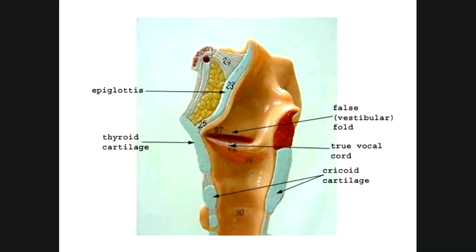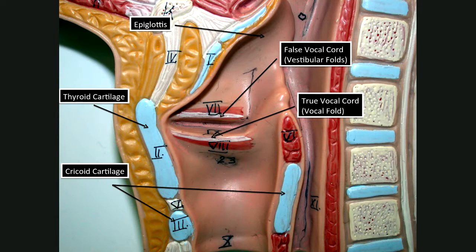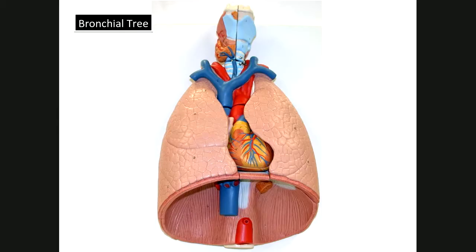Here's another model. Again, there's our true vocal cords. There's our false vocal cords. Here's another model. You can see the same thing. There's the true ones. There's the false ones. There's our epiglottis right there. So that's the larynx. Any questions about the larynx?